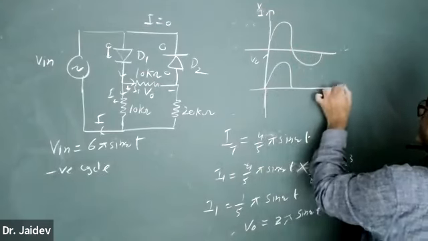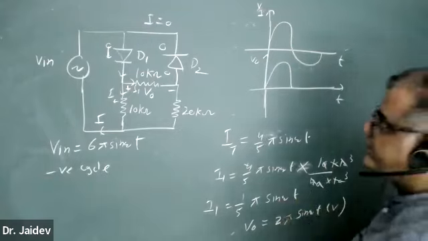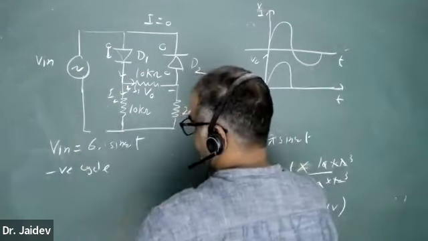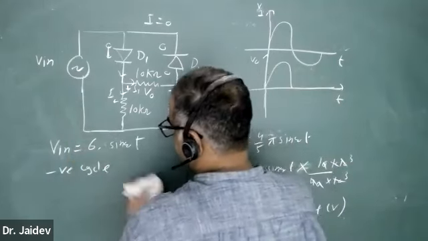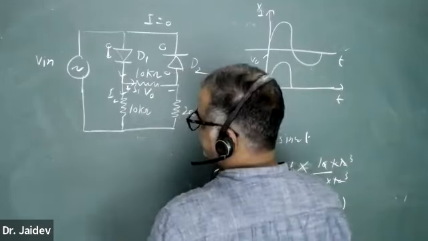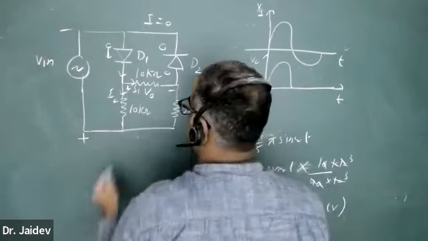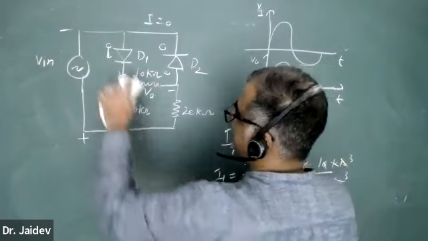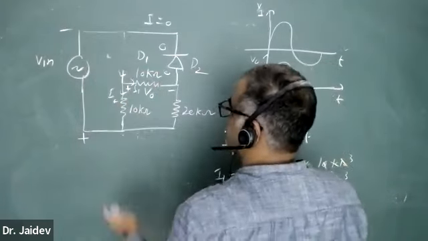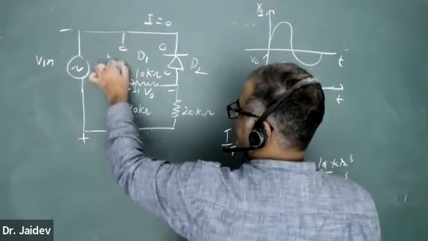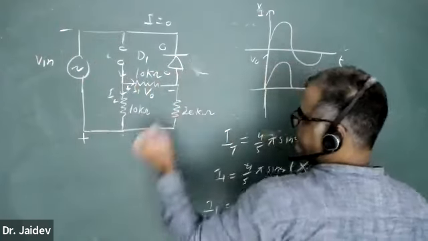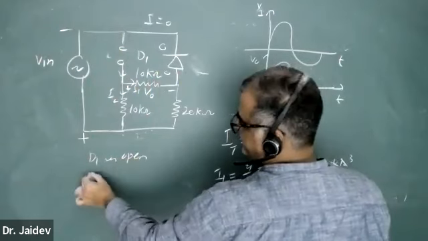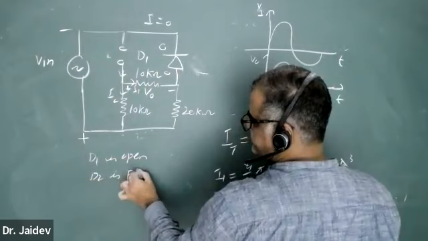Now tell me what happens in the second cycle, the negative cycle. This terminal is positive and this is negative. Obviously, now this will be short circuited and this will be open. D1 will be open, and D2 is forward bias, so D2 will be a short circuit.